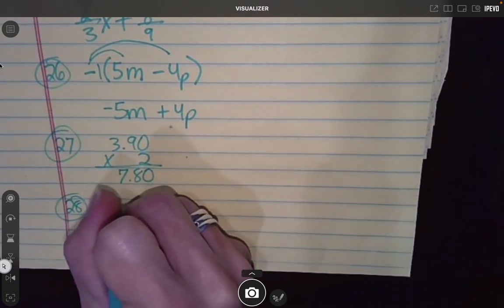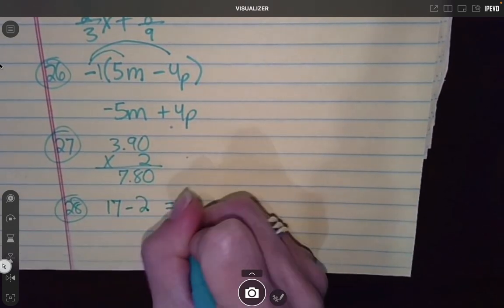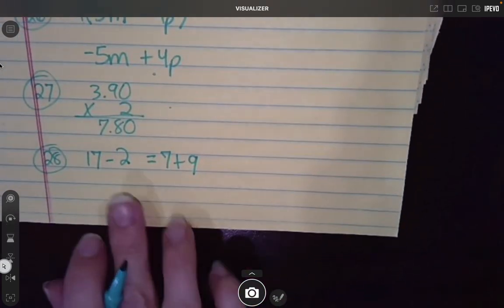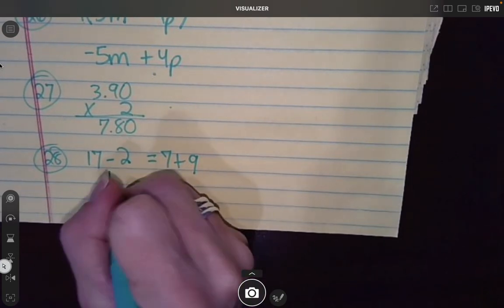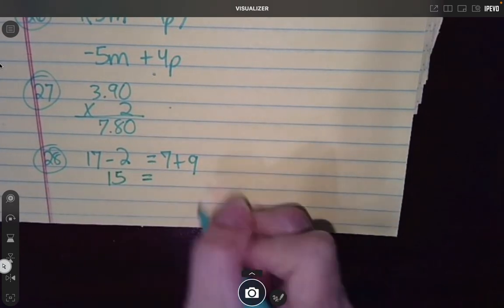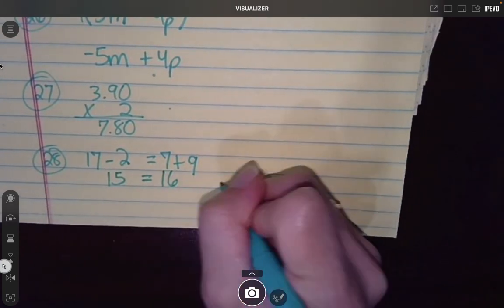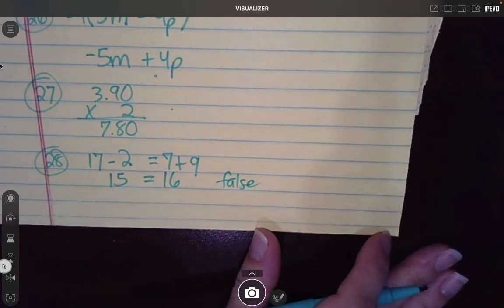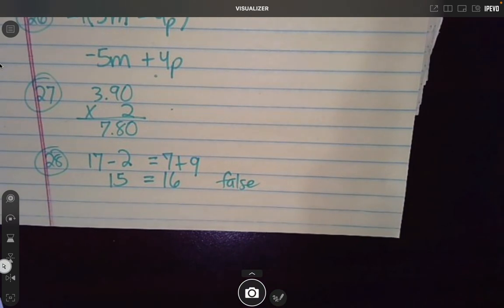They have 17 minus 2 equals 7 plus 9. Is it true, false, or open? It's false. Well, what is 17 minus 2? 17 minus 2 is 15. And what's 7 plus 9? 16. So you were correct. It is false. But I don't see one like that. But if there had been a variable, then it would have been open. That's right.